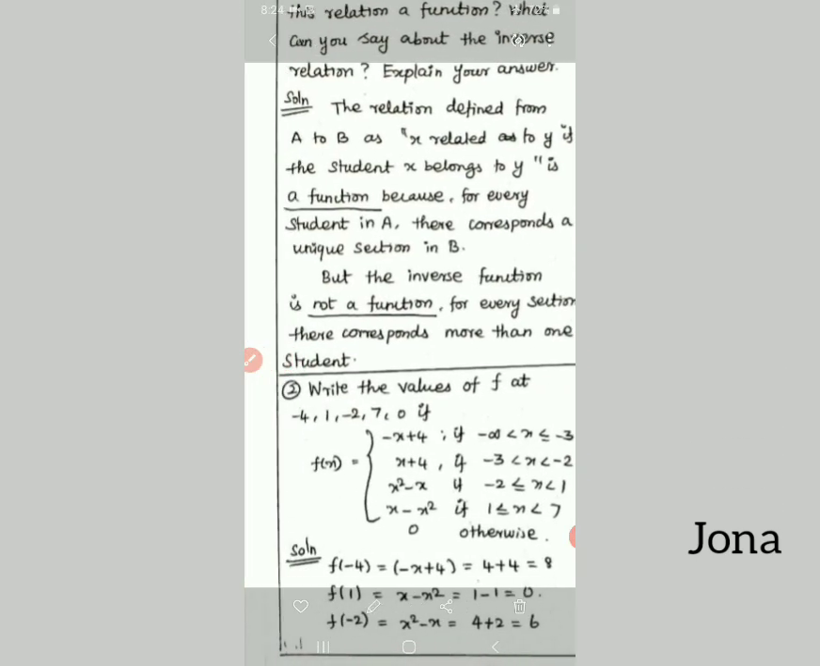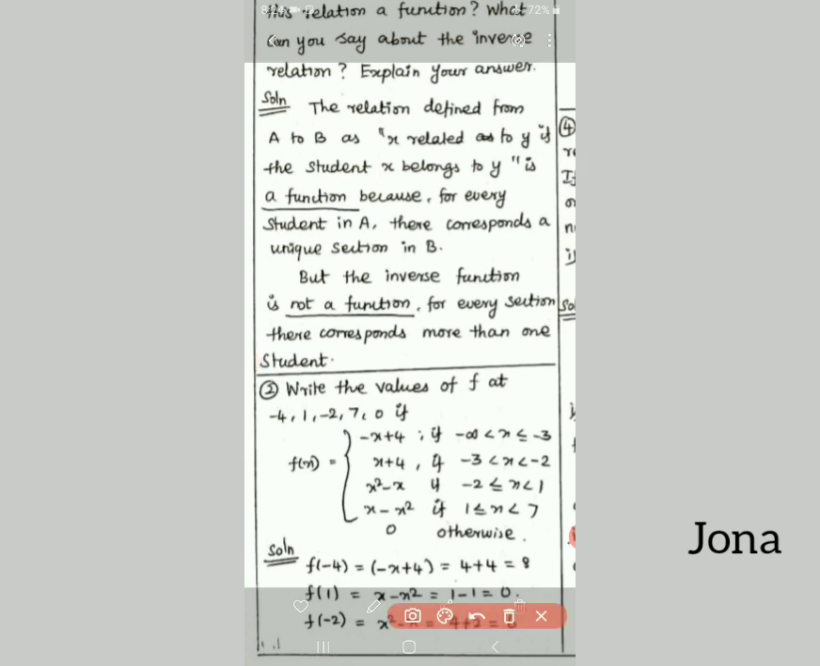Let me see the second problem there. Write the values of f at -4, 1, -2, 7, 0. f of x equal to minus x plus 4 if minus infinity less than x less than or equal to -3; x plus 4 if -3 less than x less than -2; x square minus x if -2 less than or equal to x less than 1; x minus x square if 1 less than or equal to x less than 7; 0 otherwise.